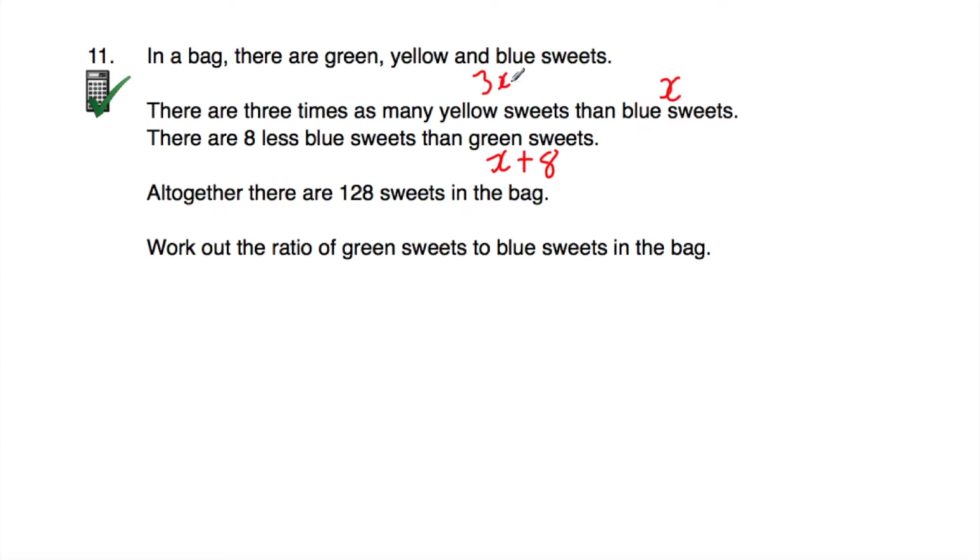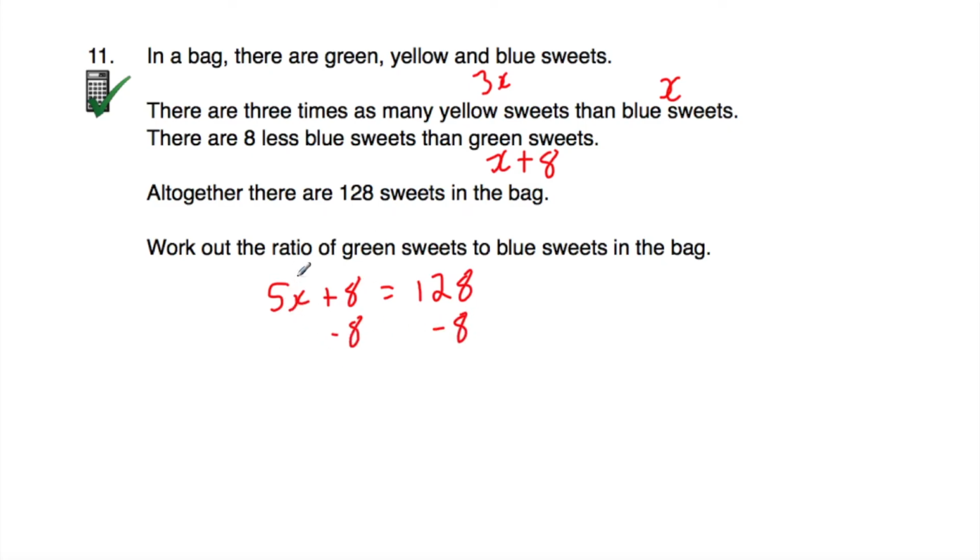So let's add together the x's first of all. 3x plus x would be 4x, plus another x is 5x. And then we've got our plus 8, so 5x plus 8 is equal to 128. Now we want to solve this equation, so let's get the x on its own. Let's get rid of the plus 8. To get rid of the plus 8, we're going to subtract 8 from both sides of the equation.